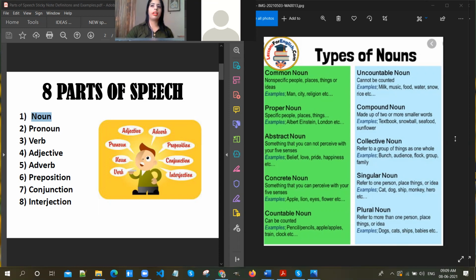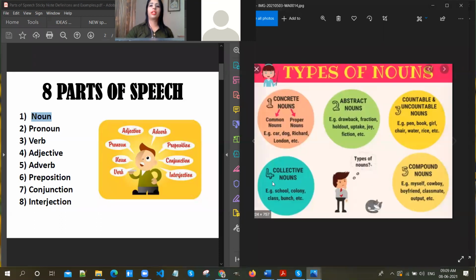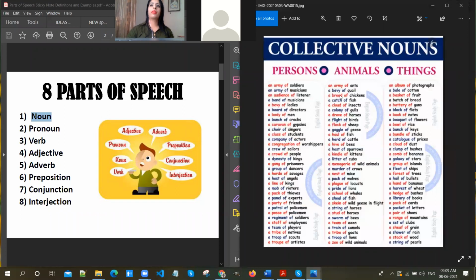So I think this was very easy. So let me tell you some other types of nouns. So these are again concrete nouns, abstract nouns, countable, uncountable nouns, compound nouns, collective nouns. Next is, yes, there is a list of collective nouns, right? I think you must use these nouns, right?